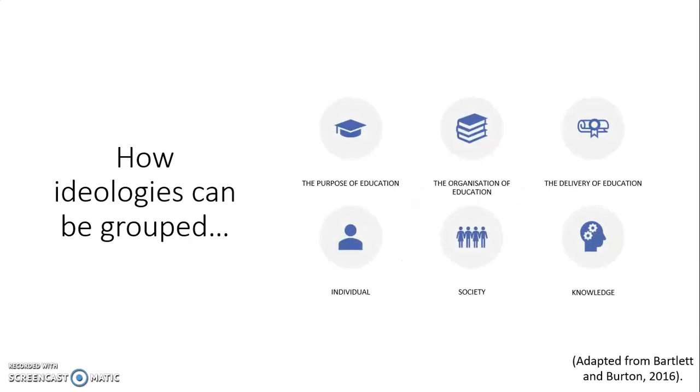How ideologies can be grouped. As educational ideologies are ideas surrounding formal arrangements for education, they can usually be ideas surrounding the purpose of education, the organisation of education, and the delivery of education. These are then further grouped as to whether they emphasise that the purpose of education is to meet the individual's needs, the needs of society, or to gain a certain level of knowledge.